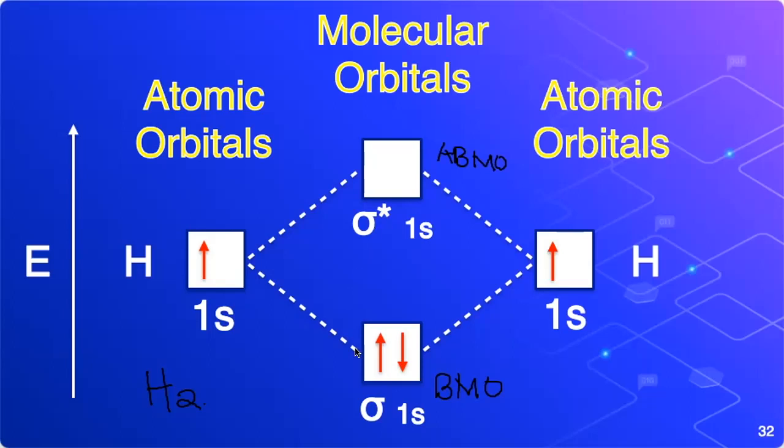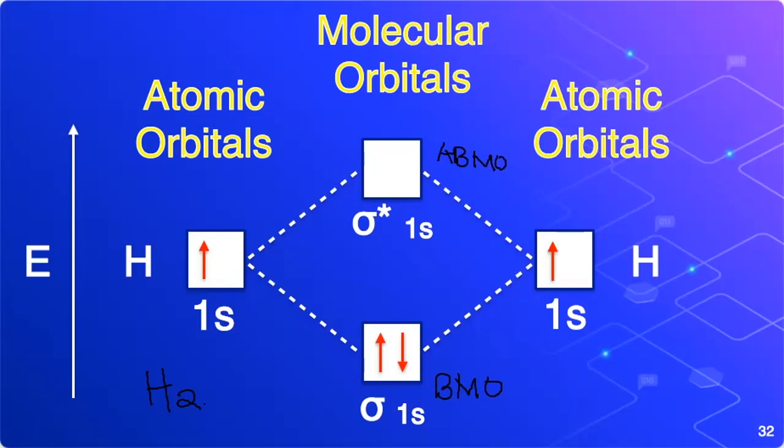This means that if you have an equal number of electrons for the BMO and the ABMO, no bonds will be formed. Again, if we have an equal number of electrons in the BMO and the ABMO, no bonds will be formed. And if the number of electrons in the BMO is greater than the number of electrons in the ABMO, bonds will form. The stability of a covalent bond is related to its bond order.